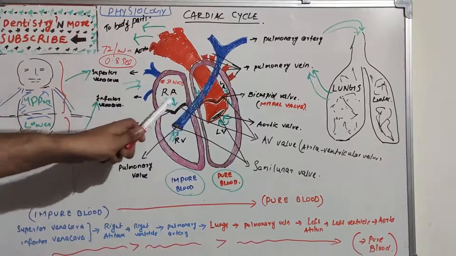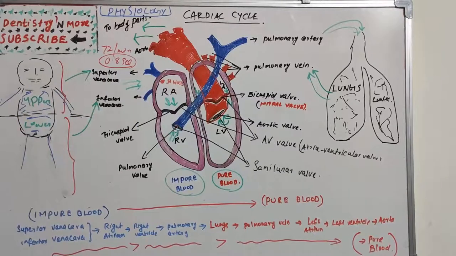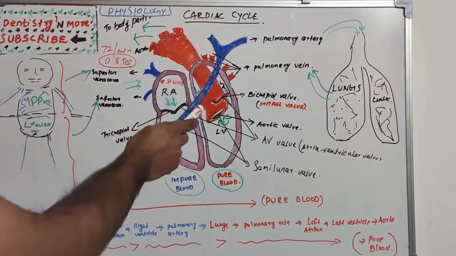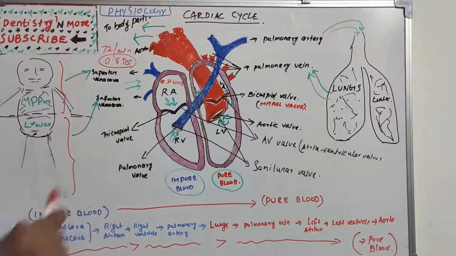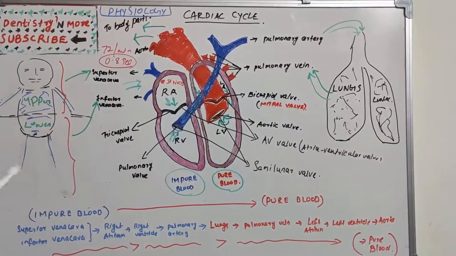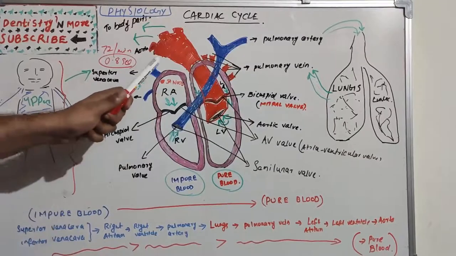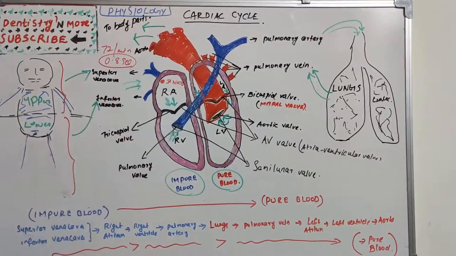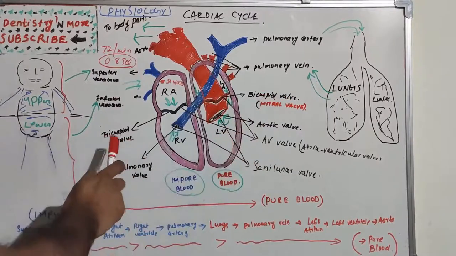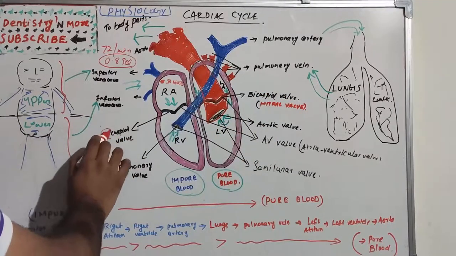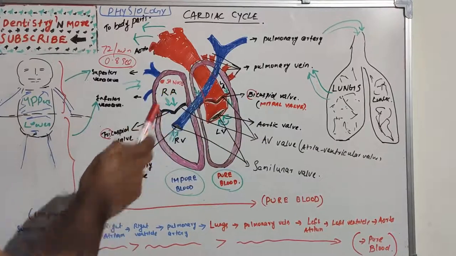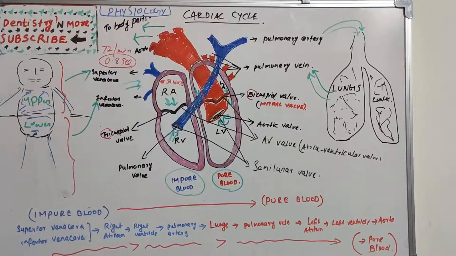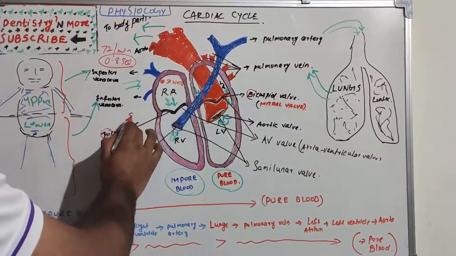Now let's see the valves of the heart. So we have two types of valves, that is the valves which separate atrium and ventricles, and valves which are present at the pulmonary artery and aorta. The valves which separate atrium and ventricle are known as tricuspid valve and bicuspid valve, because this has three cusps, that is why it is tri, and this has two cusps. Okay, so these separate atrium and ventricle, and they have a significant role in heart sound, the first heart sound.